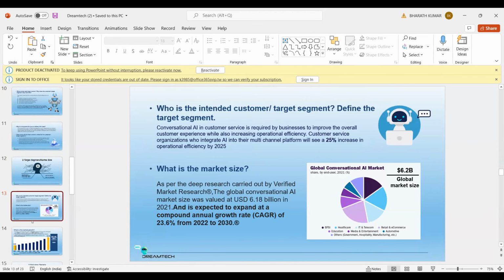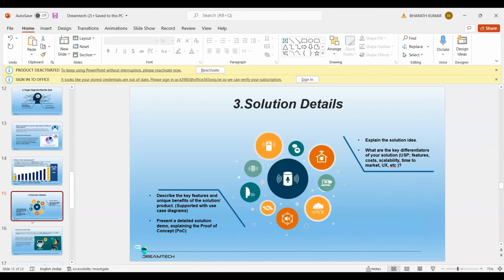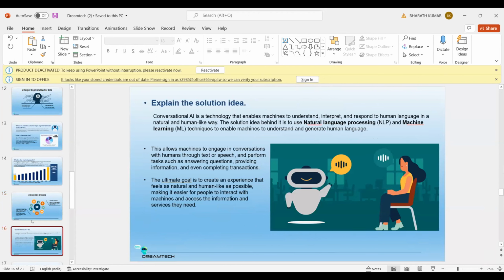As we discussed, the businesses who want to improve their services want to invest in AI chatbots, and the market size is not small. It is 6.2 billion USD, and it will increase in the next few years. To discuss solution details, we are going to create an NLP using artificial intelligence, so that the machine is able to understand human language and communicate with humans regarding their problems.